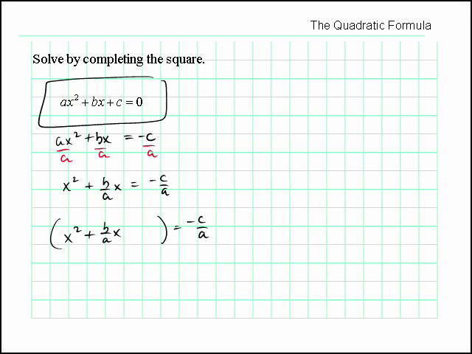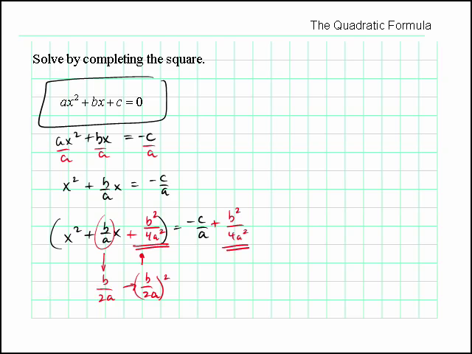To get the number that we need to add to complete the square, if you recall from our previous lesson, I take half of this. Now half of b over a is just b over 2a. You multiply it by 1/2 and that's what you get. We then square that result. So if I take b over 2a and I square it, I end up with b squared over 4a squared, and that is the number that I have to add to both sides of the equation, which I just did right there. Okay, so I've added that to both sides.